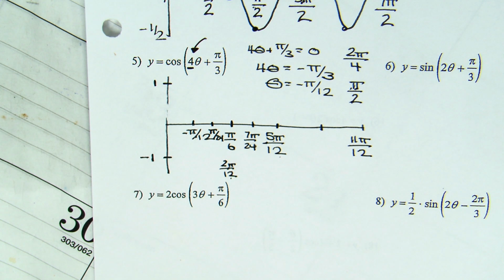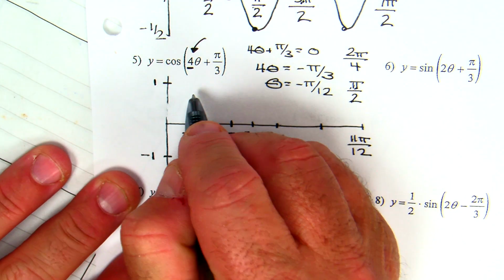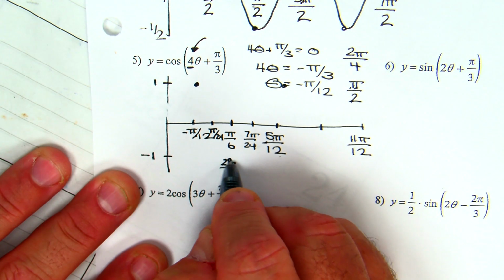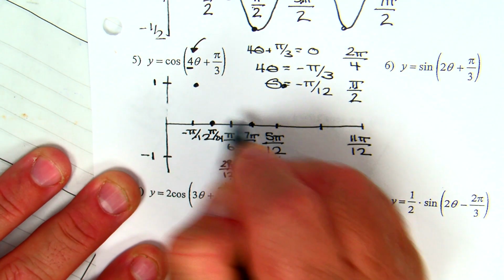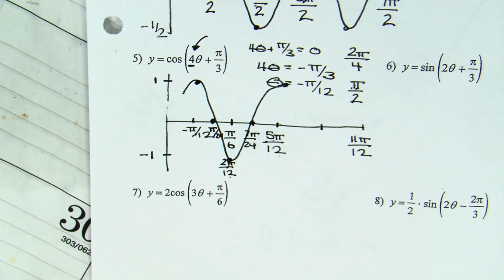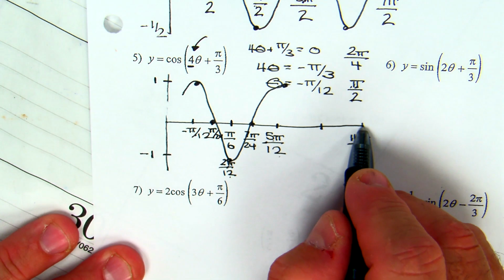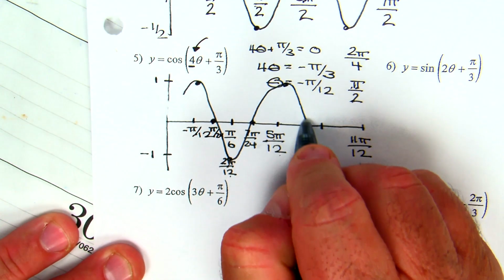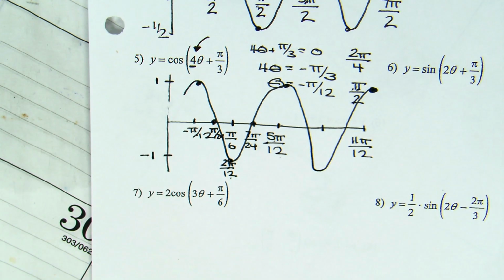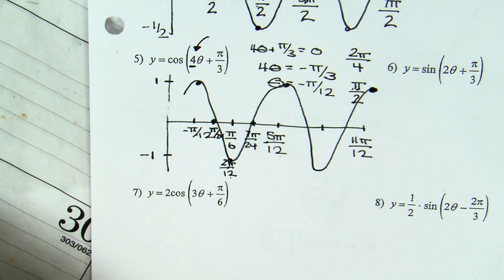All right. It's a cosine, so I'm going to start at the max. I'm going to end at the max. Halfway through is going to be the min. Quarter points are my zeros. Boom. Second cycle ends at 11 pi over 12. That halfway point is where my min's going to be. Seem good? All right.